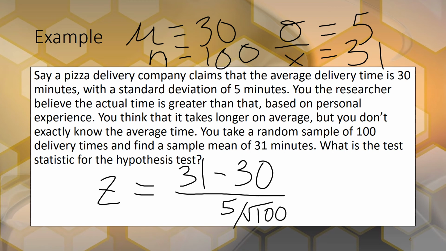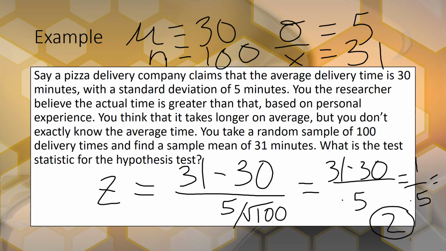So you want to find the standard error first, which is the bottom. So we have 5 divided by 10, and so that's going to be 0.5. Then on top we're going to have 1 divided by 0.5. So 1 divided by 0.5 is 2. And so that's our answer. Z equals 2.